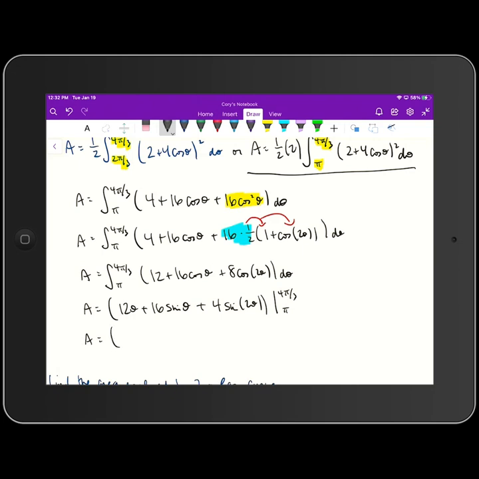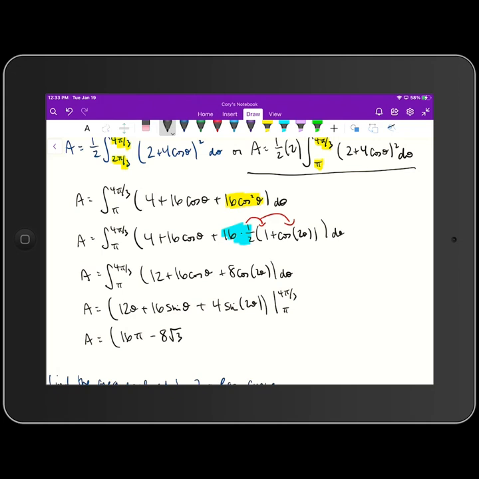Okay, so when we plug in 4 pi over 3, 12 times 4 pi over 3 will wind up becoming 12 times 4 is 48 divided by 3, so that's 16 pi, plus 16 times the sine of 4 pi over 3. The sine of 4 pi over 3 is going to be negative root 3 over 2. So 16 times negative root 3 over 2 is minus 8 root 3.